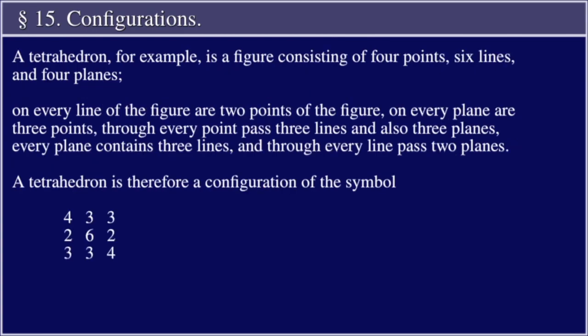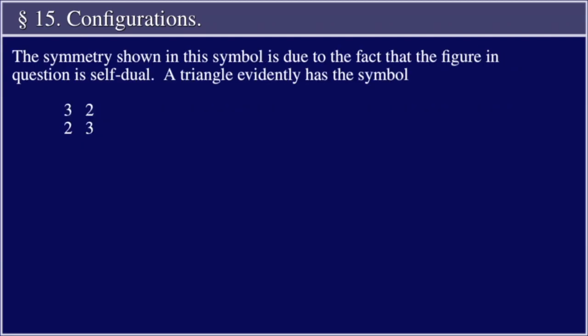A tetrahedron, for example, is a figure consisting of 4 points, 6 lines, and 4 planes. On every line of the figure are 2 points of the figure. On every plane are 3 points. Through every point pass 3 lines and also 3 planes. Every plane contains 3 lines, and through every line pass 2 planes. A tetrahedron is therefore a configuration of the symbol, by columns, 4, 2, 3, 3, 6, 3, 3, 2, 4. The symmetry shown in the symbol is due to the fact that the figure in question is self-dual.